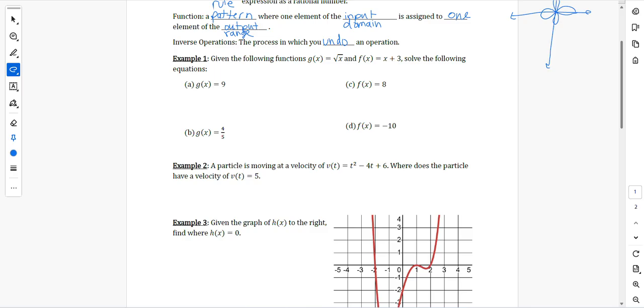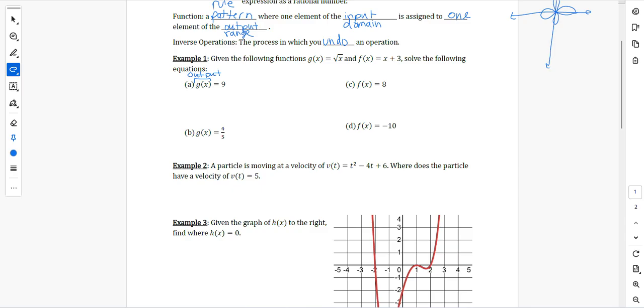Now, you might be thinking, well, Mr. Hall, you're giving me function notation with these equations. Remember, an equation is an algebraic representation connected by an equal sign. So let's look at A. A is saying that g of x is 9. When you see g of x or f of x or anything else down here, I want you to remember that this g of x is talking about the output.